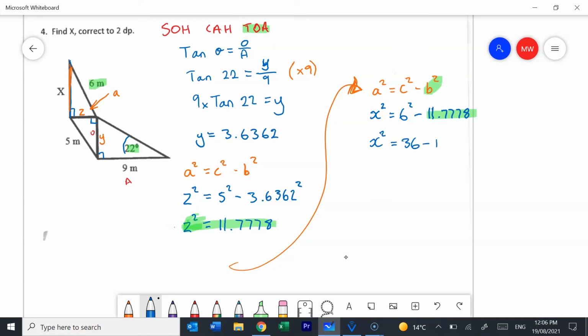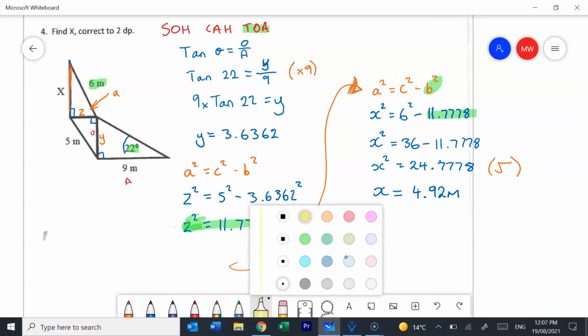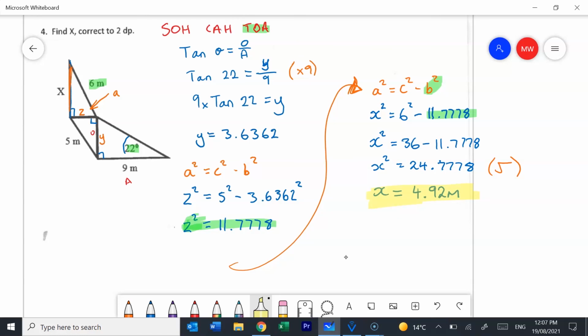So here we've got our x squared, and then we can solve what we can. We've got 36 minus 11.7778 here, and so we'll end up here with x squared equaling 24.7778. And then all we can do from here is jump back to the balance method. We'll square root both sides to finish up this question, and we'll end up with our unknown being 4.92. Well done. That's great. Don't forget your units. That was brilliant that you remembered your units. And we'll just make that really clear that the yellow here, okay, this is our final answer.